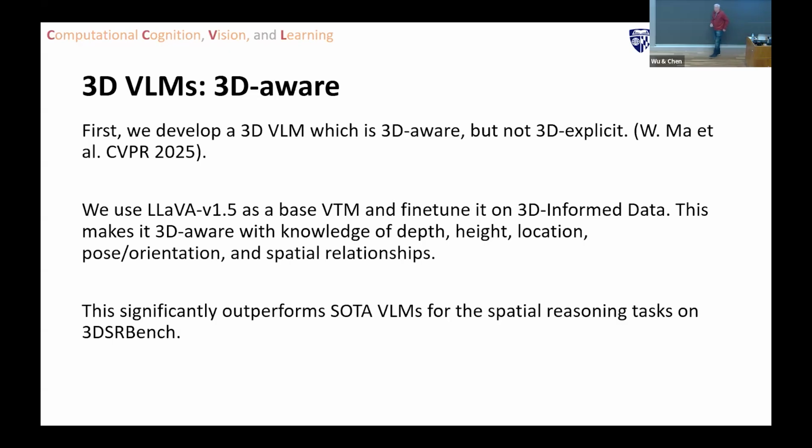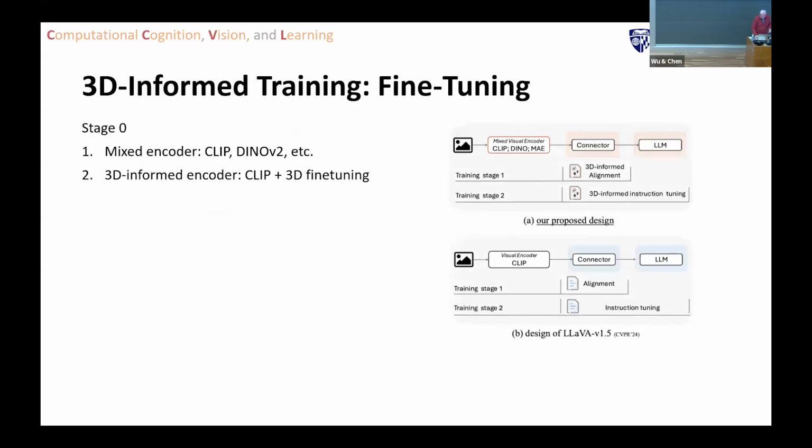So you try and fine-tune it in 2 ways. You fine-tune it a bit to answer the tasks in the test data set, 3D SR bench, but then also you fine-tune it to answer questions that you can get using the 3D informed data. So that gives it an extra amount of 3D knowledge that it wouldn't have otherwise. And if you do this, this outperforms the state-of-the-art VLMs for the spatial reasoning task by a lot.